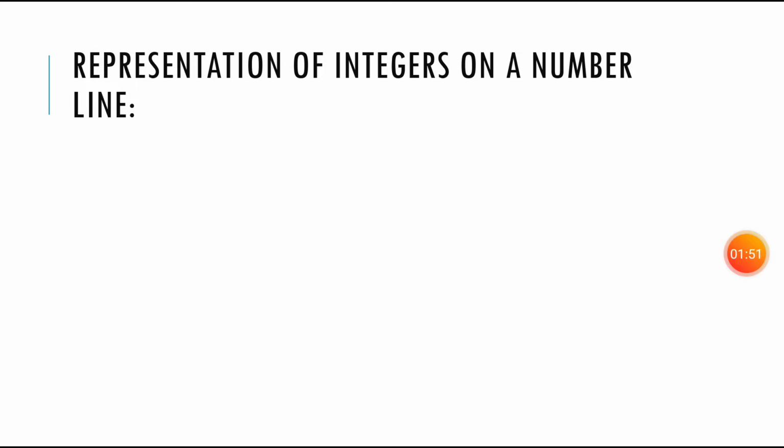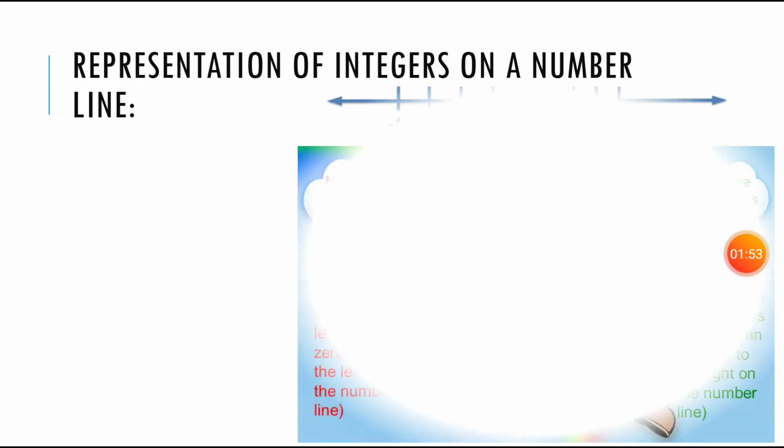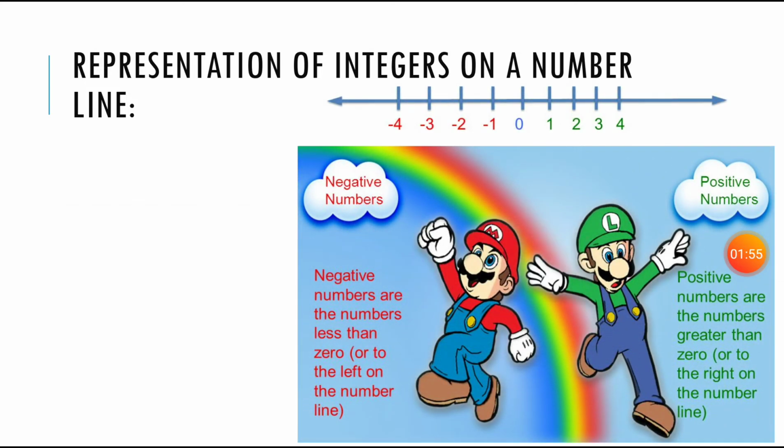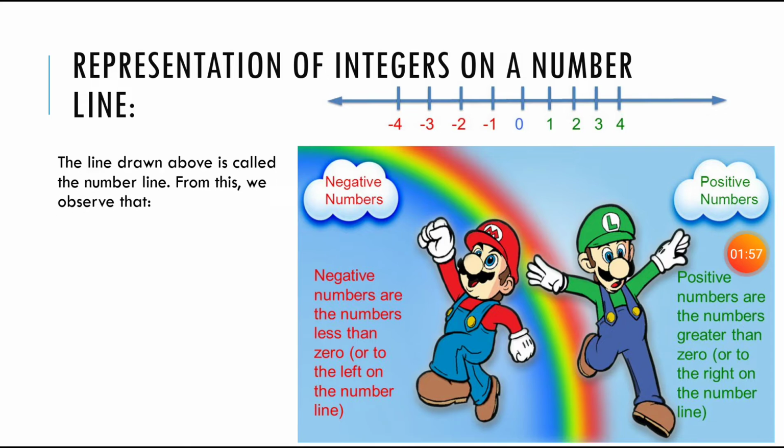Now representation of integers on a number line. The line drawn above is called a number line. From this we observe that the negative numbers are the numbers which are less than 0, or they are placed to the left on the number line, and the positive numbers are the numbers which are greater than 0, or they are placed to the right side of 0 on the number line.